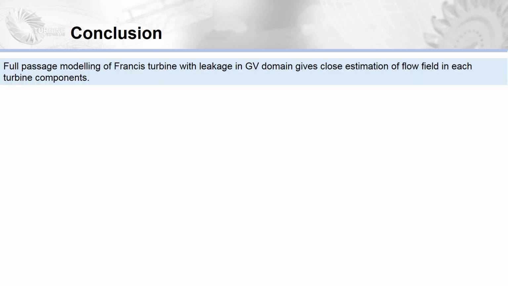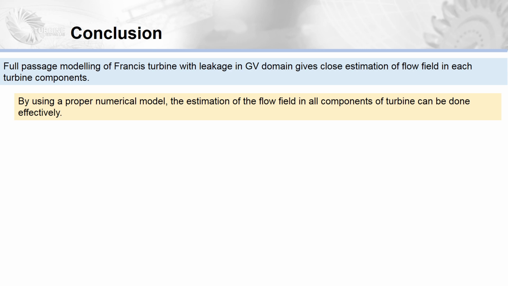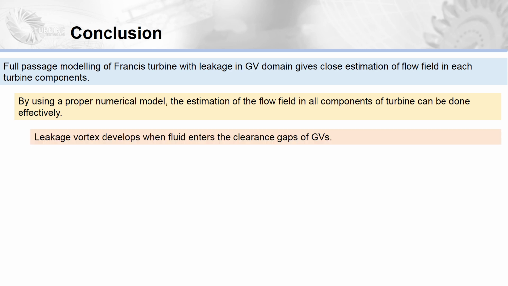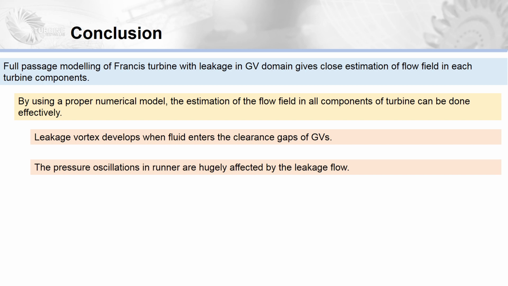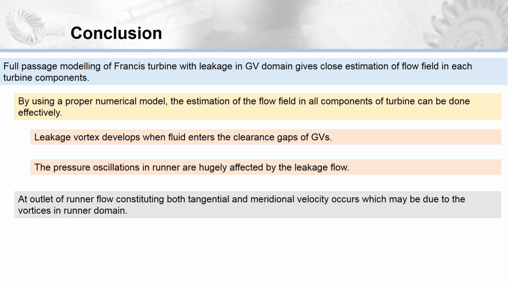Concluding the study, a full passage modeling of the Francis turbine with leakage flow in the guide vane domain gives a close estimation of the flow field in each turbine component. By using a proper numerical model, the estimation of the flow field in all components of the turbine can be done effectively. Leakage vortex develops when fluid enters the clearance gaps of guide vanes. The pressure oscillations in the runner are hugely affected by the leakage flow.